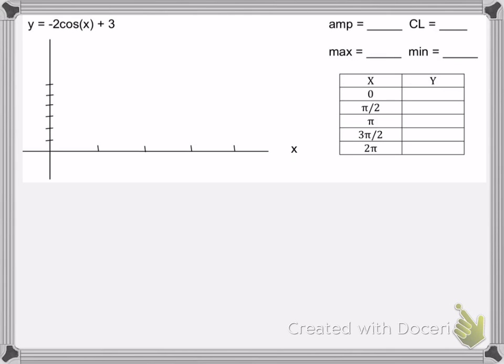Our next example, we have a d and an a term. So my center line is y equals 3. My amplitude is positive 2 because amplitude is always positive. My max is 5 and my min is 1. So I label the x-axis and I also label my y-axis, drawing in a dotted line.